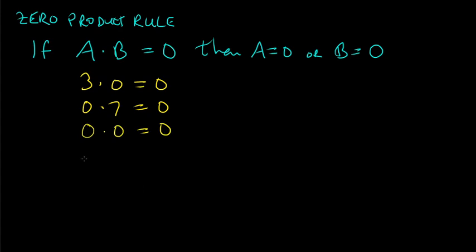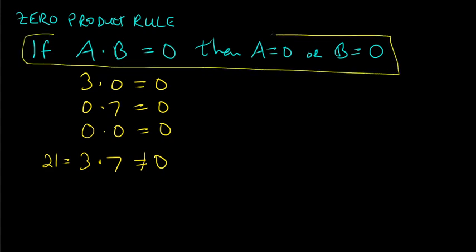But if you take any 2 numbers, like 3 times 7, if neither one of those is 0, then of course the product is not 0. In fact, you should know that the product is 21, but of course 21 is not 0. Okay, so pretty obvious, right? If the product of 2 numbers is 0, then at least one of those 2 numbers is 0.